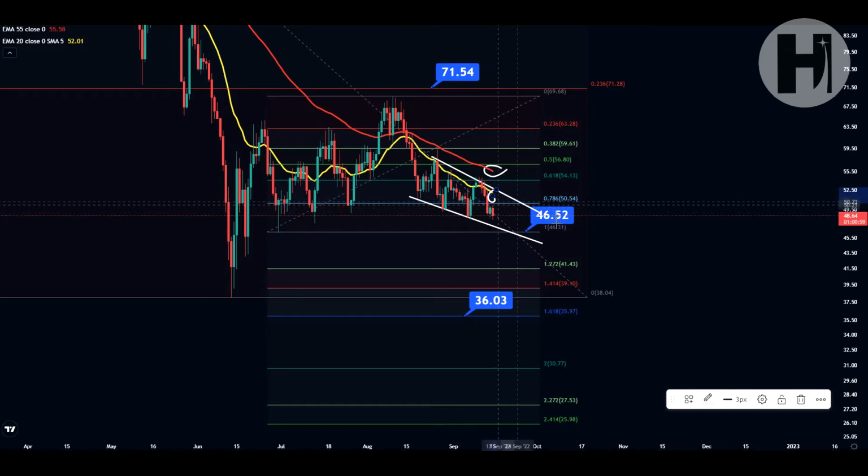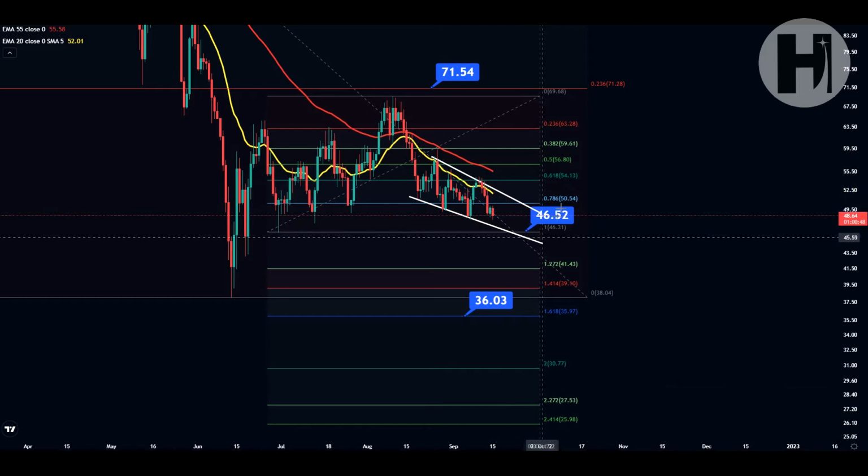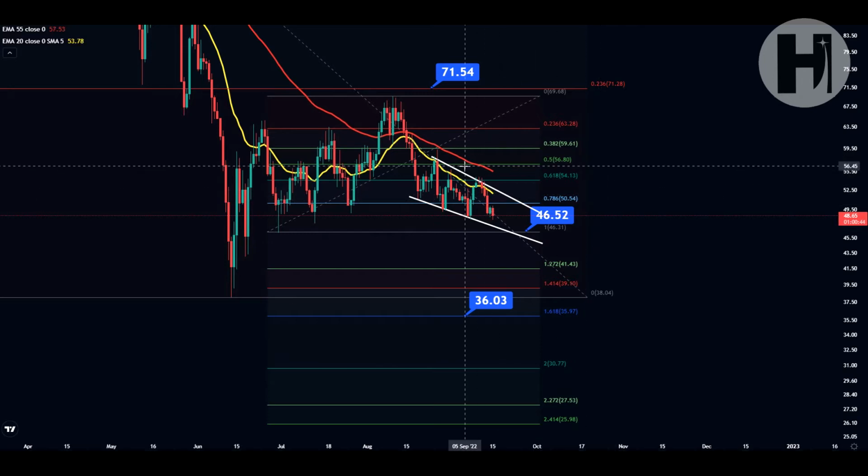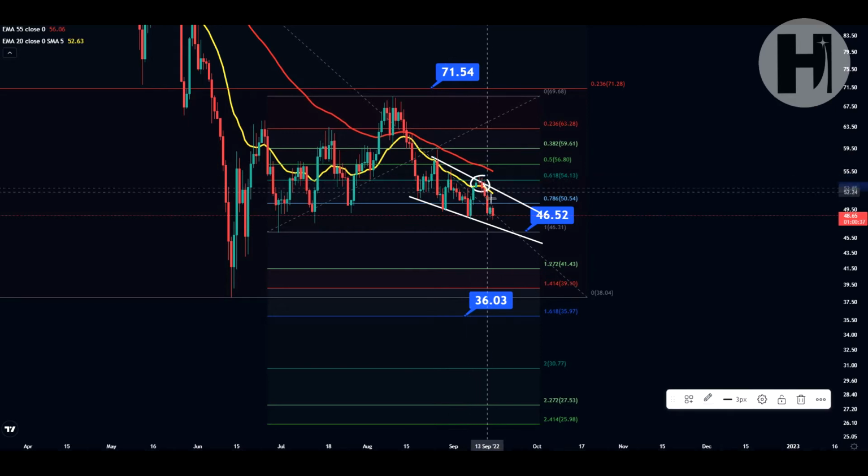But we'll break that, obviously, if we're going to be breaking through the pattern, because the 20 EMA is already inside the pattern. If we start breaking through the pattern, the EMA is going to be the first thing that we break. So you have your golden ratio at $54.13. That is an important level for us to break. If we start backtesting it as resistance, as we did over here, we're going to get sent back down.